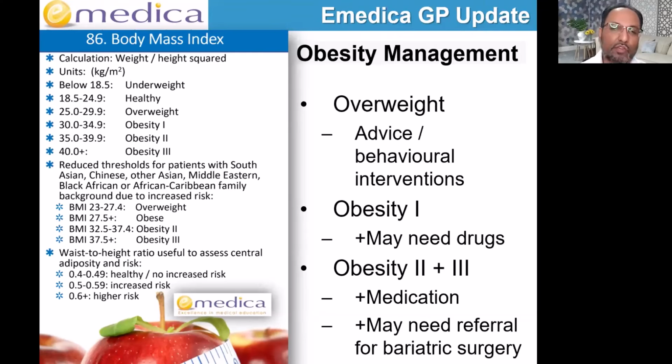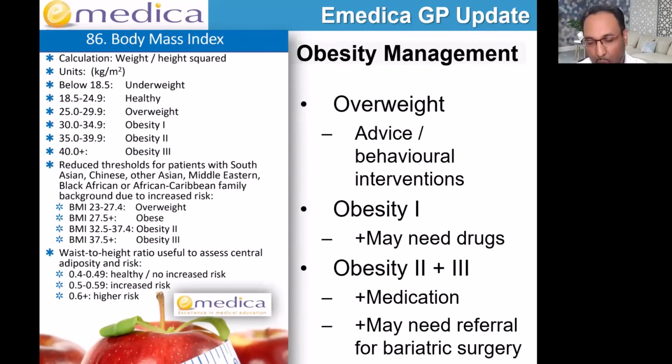Now, this is important because if someone is in the overweight category, and they've got a healthy waist to height ratio, i.e., there's no significantly increased risk based on that, and they're just overweight rather than obese, then we could just give them some sort of standardized advice on healthy eating, what makes a healthy diet, doing regular exercise, those kinds of things.